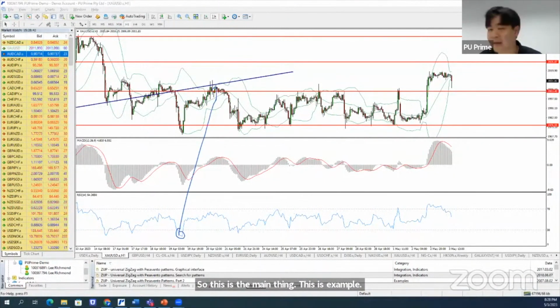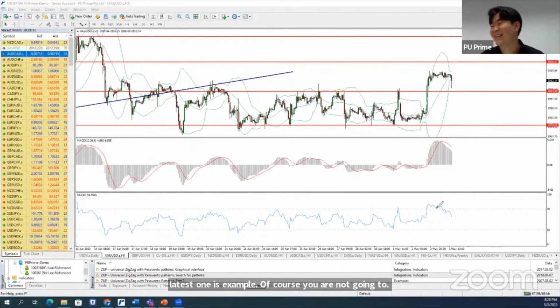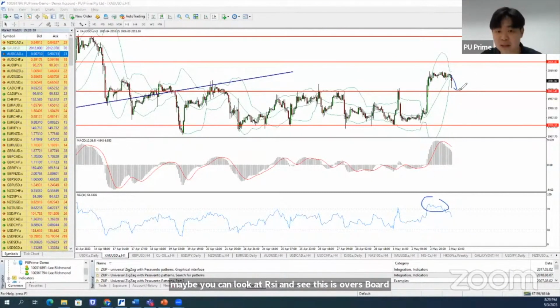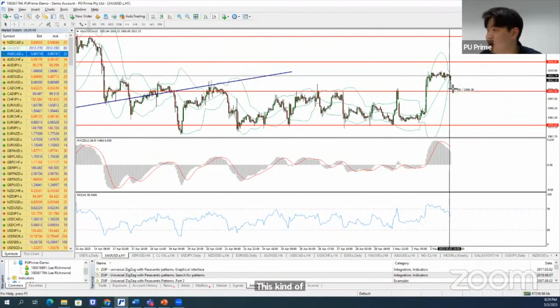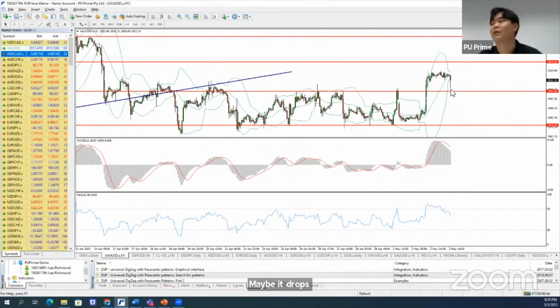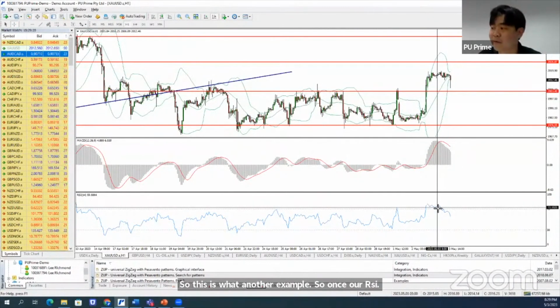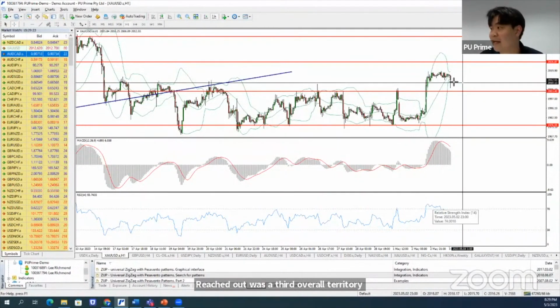Another example should be around here, the latest example, but of course you shouldn't sell now. Maybe you can look at the RSI. You can see this is the overbought territory. After it reached the overbought territory, if you already sold, congrats, it's very, very good. And then you can notice that the gold price actually dropped a lot. This candlestick dropped a lot. So let's look at your profit. Maybe it dropped around 100 pips. It's quite a lot. So this is another example. Once RSI reached the overbought territory around here, it kept going down.